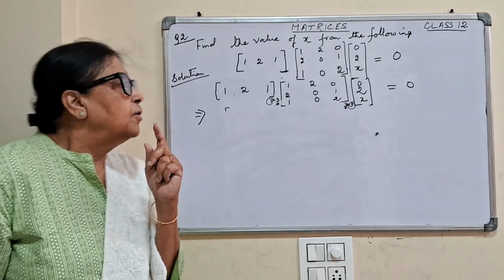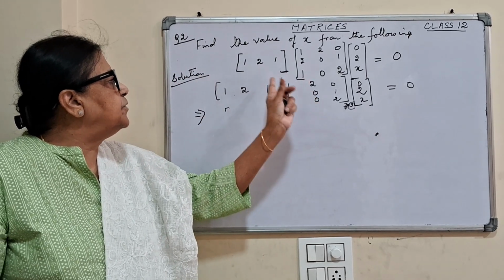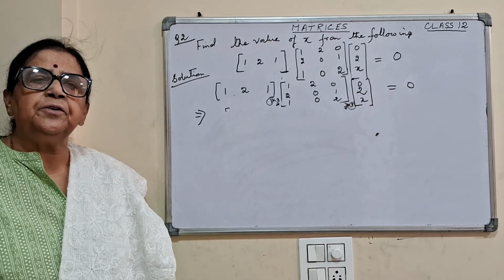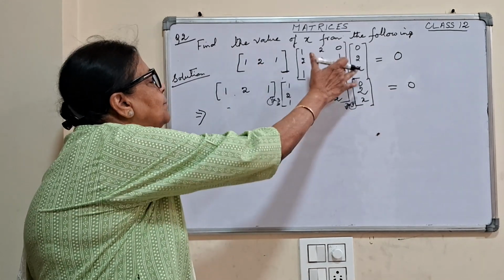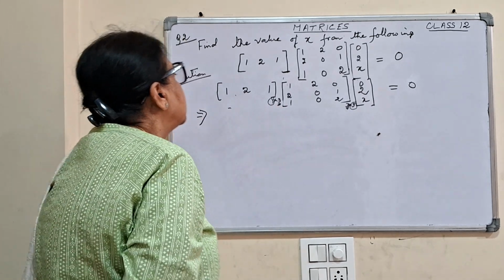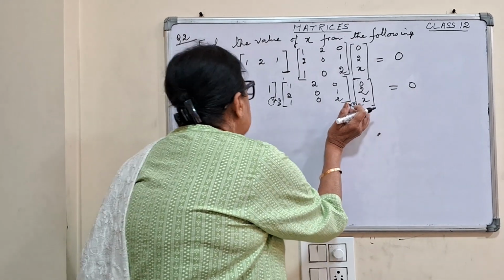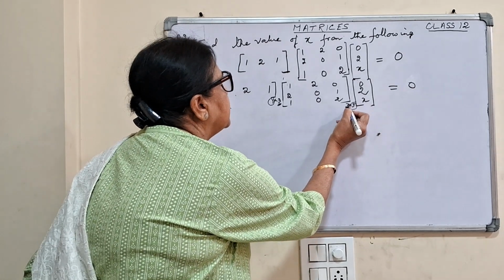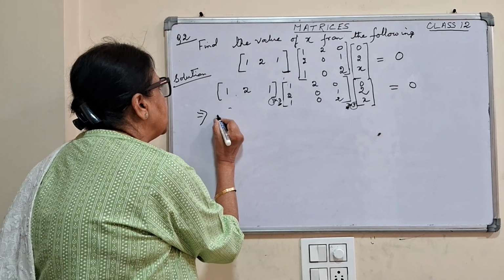Question number 2. I have given you, find the value of x when the three matrices are given in this form, that is equal to 0. This 0 means it is a 0 matrix. Now the first two we will multiply first. That is 1 row into 3 columns, and this is 3 into 3.